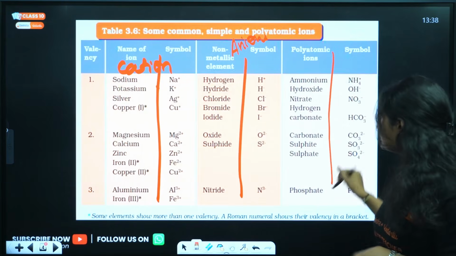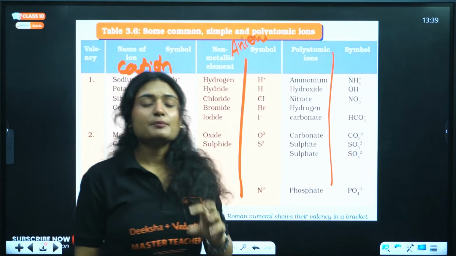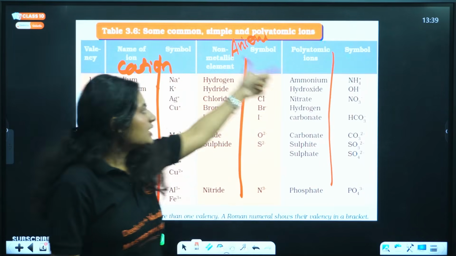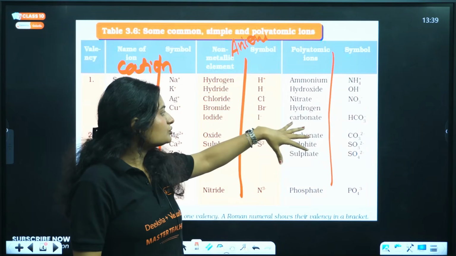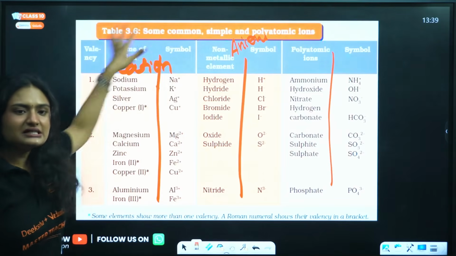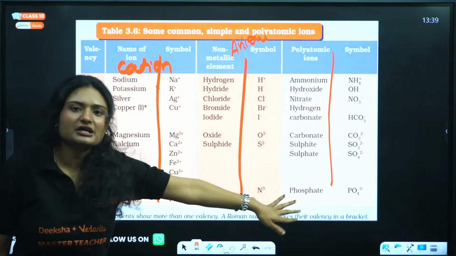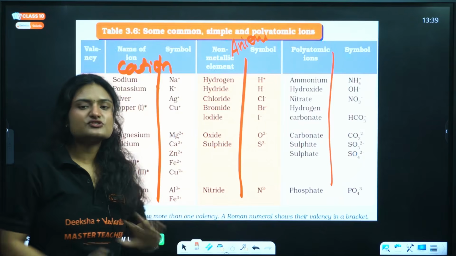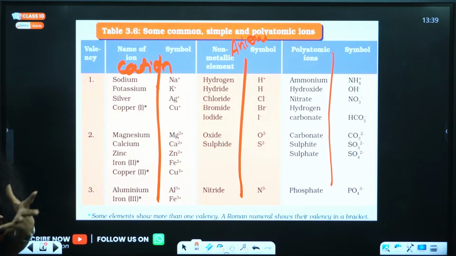Similarly, these are the polyatomic ions. Polyatomic means they are made up of more than one atom. For example, ammonium is made up of nitrogen and hydrogen. Hydrogen carbonate is made up of hydrogen, carbon and oxygen. So remember this table. It has all the required cations, anions and polyatomic ions along with their valencies, which will be very important for you to write the chemical formulas.